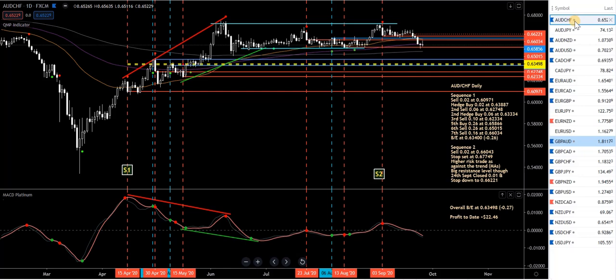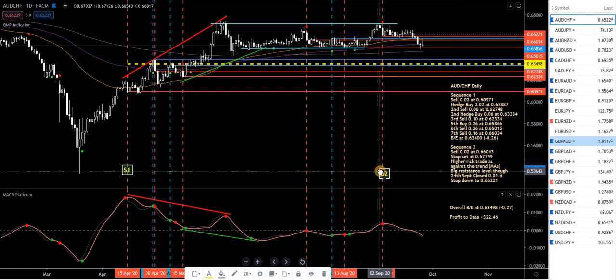So let's start with the Aussie Swiss here. Now, S1, S2, sequence 1, sequence 2. Previously I was doing a lot of hedging on the daily charts, and I'm now cutting back on that, not completely, just unless it's a very good setup, I'm not hedging. I'm just going to the more traditional method, which is just place the trade, put a stop in place, like I did on sequence 2, this sell trade here.